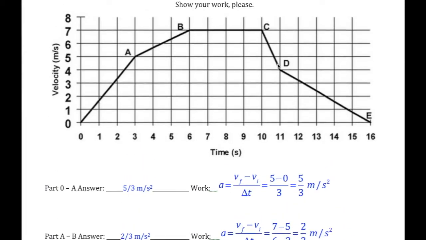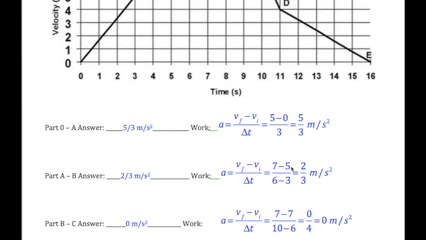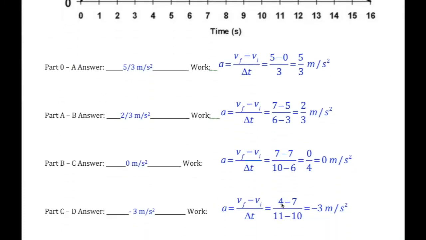Now C to D, as I already said, you can see that your speed is going down. You're slowing down from 7 to 4. So your final is 4 meters per second, and initial is 7. The time that it took was from 10 to 11 seconds, so just 1 second. 4 minus 7 over 1 is negative 3 meters per second squared.